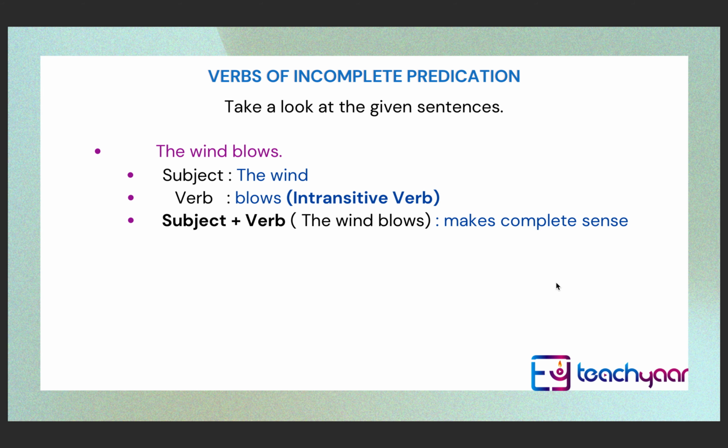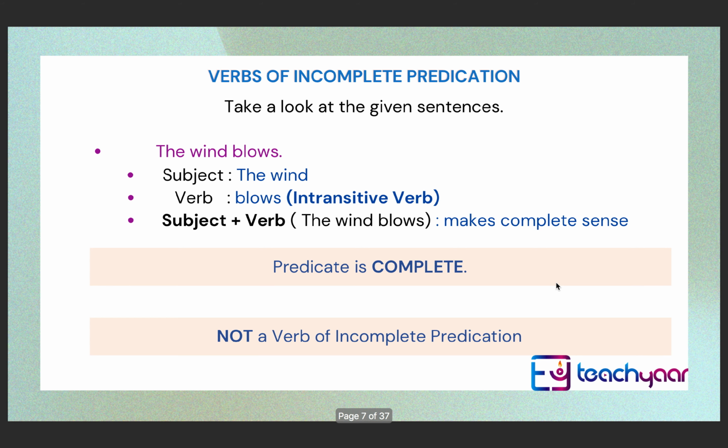It makes complete sense. So, in such a case, when the predicate is complete, the verb does not require any other word to complete the predicate because the predicate is complete in itself. In this case, the predicate is blows. The wind blows. The meaning is clear. The sentence is complete. The predicate is complete. So, in such a case, this is not a verb of incomplete predication.